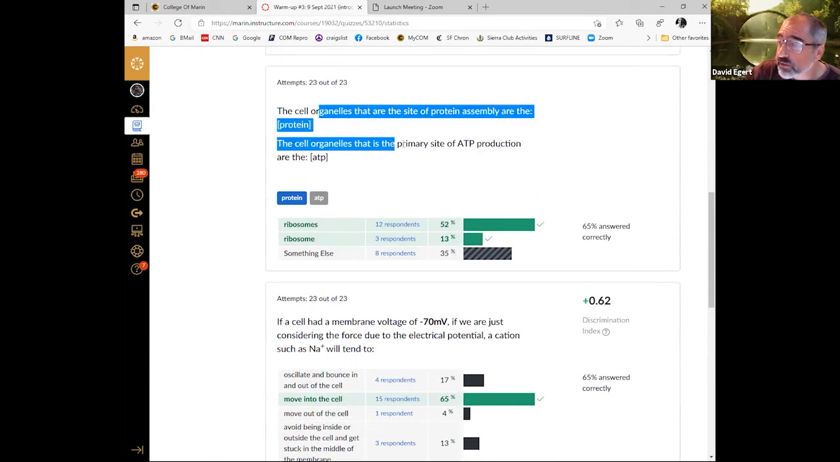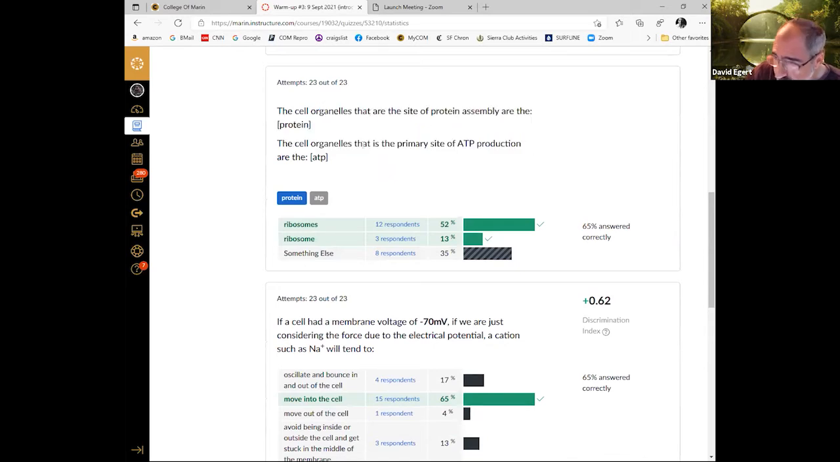All right, cell organelles that are the primary site of protein assembly. So this one, I gave credit for either ribosomes. Ribosomes was the main one that I wanted, because that's the core place where amino acids are being assembled. If people put rough endoplasmic reticulum, I gave you credit for that as well, because it's rough because it's studded with ribosomes, and it's where proteins are getting made and threaded directly into the ER. A lot of people wrote Golgi apparatus, and that isn't really the right answer.